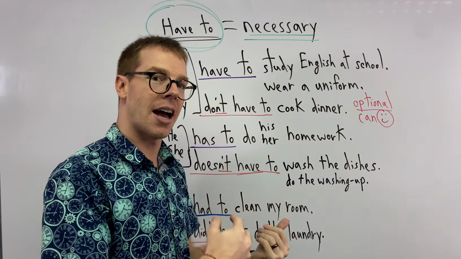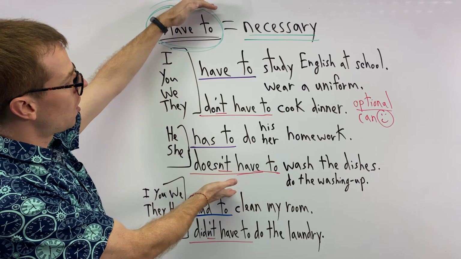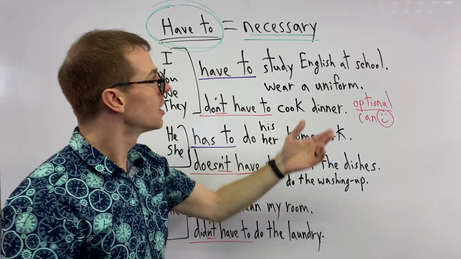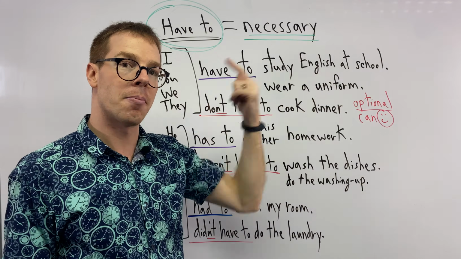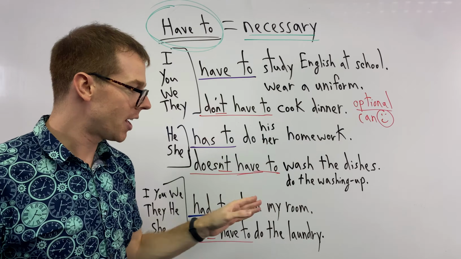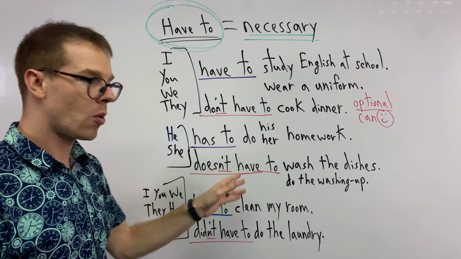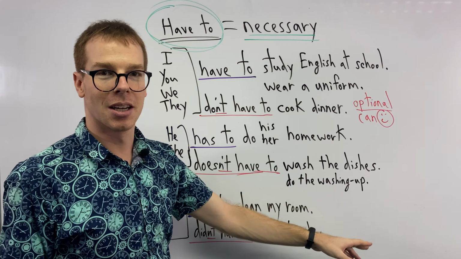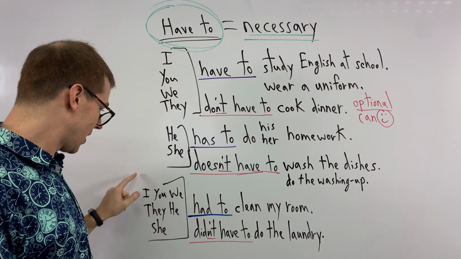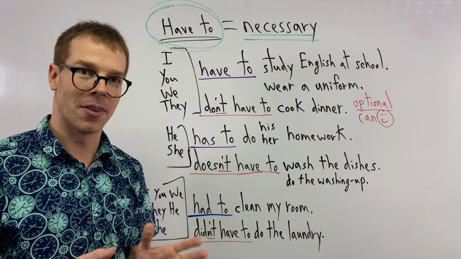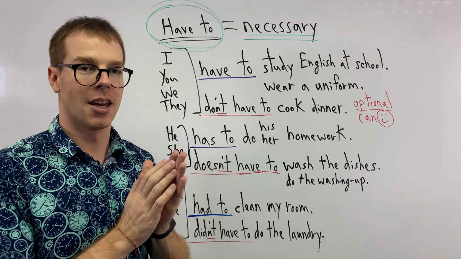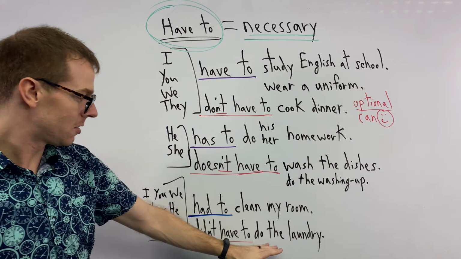And last of all, we have the past. All of these are the present, true now. You can also talk about what was necessary for you in the past. So look here. We can say, I had to clean my room when I was a child, right? When I was young, I had to clean my room. My mother said, clean your room. So I had to clean my room, right? But maybe you say, I didn't have to do the laundry. The laundry is when you have to wash your clothes, right? When I was young, I didn't have to do the laundry.